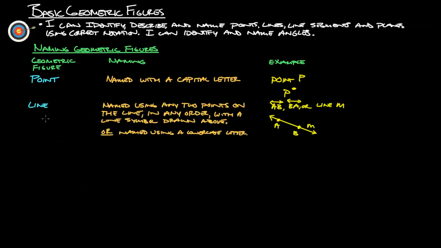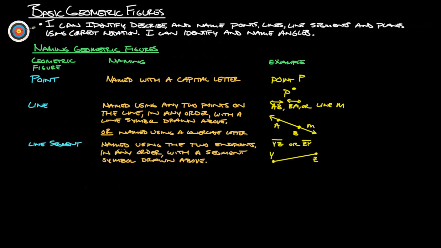All right, line. A line is named using any 2 points on the line in any order with a line symbol drawn above. Or you can also name it using a lowercase letter depending on what the line looks like. So here's our line. A line goes on forever and ever in each direction. So you can name it AB, we can name it BA, or in this case here you could name it line M.